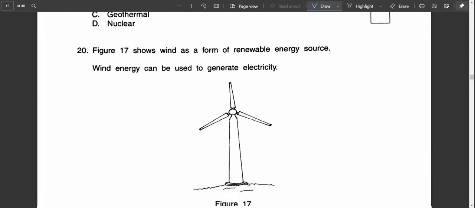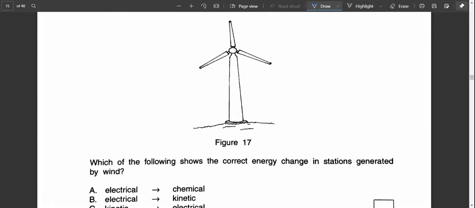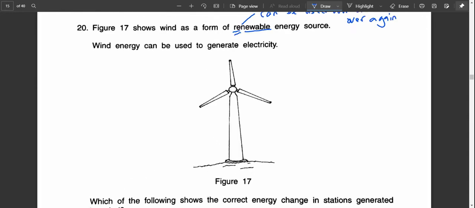Number 20, figure 17 shows wind as a form of renewable source of energy. So renewable means it can be used over and over again, or basically you can use this energy more than once. Wind energy can be used to generate electricity. Which of the following shows the correct energy change in the station generated by the wind?